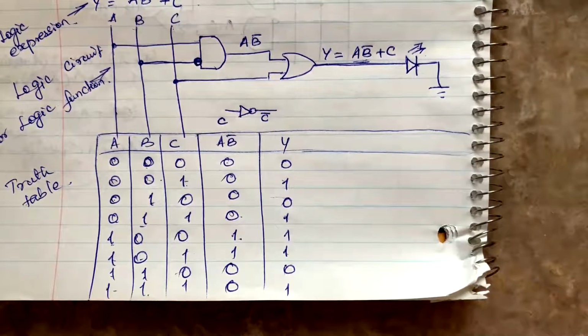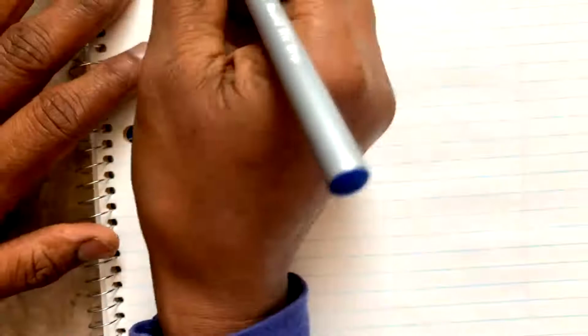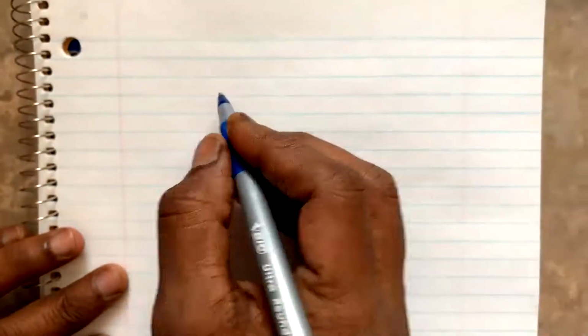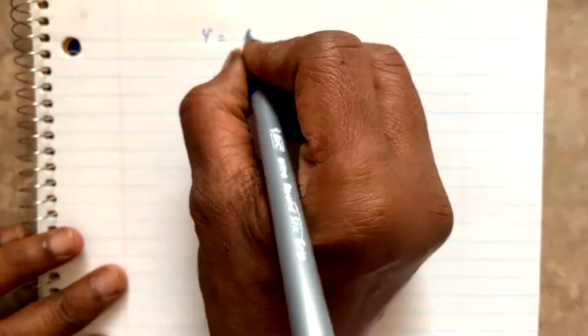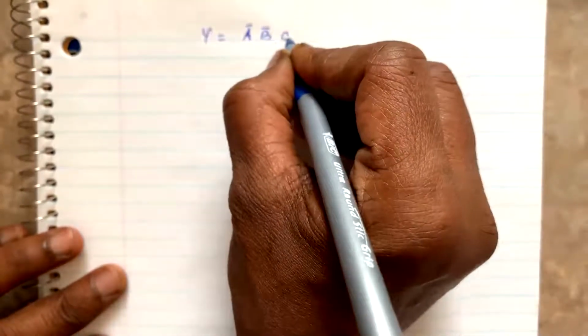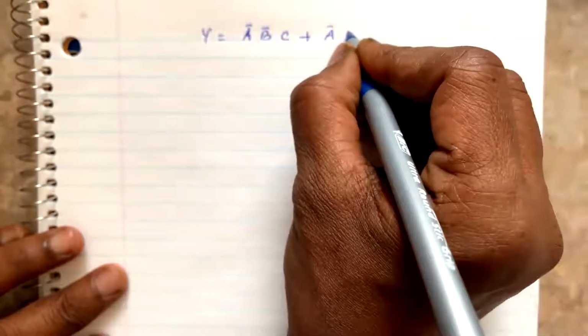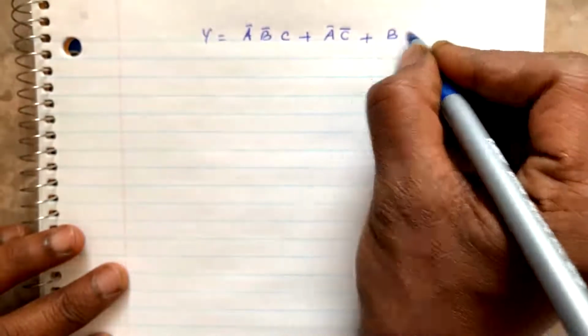Now, I should give you an expression. You draw the logic function or the logic circuit, and then you try to reduce the logic expression and get me the output. Now, the given logic expression is Y equals A bar B bar C plus A bar C bar plus B.